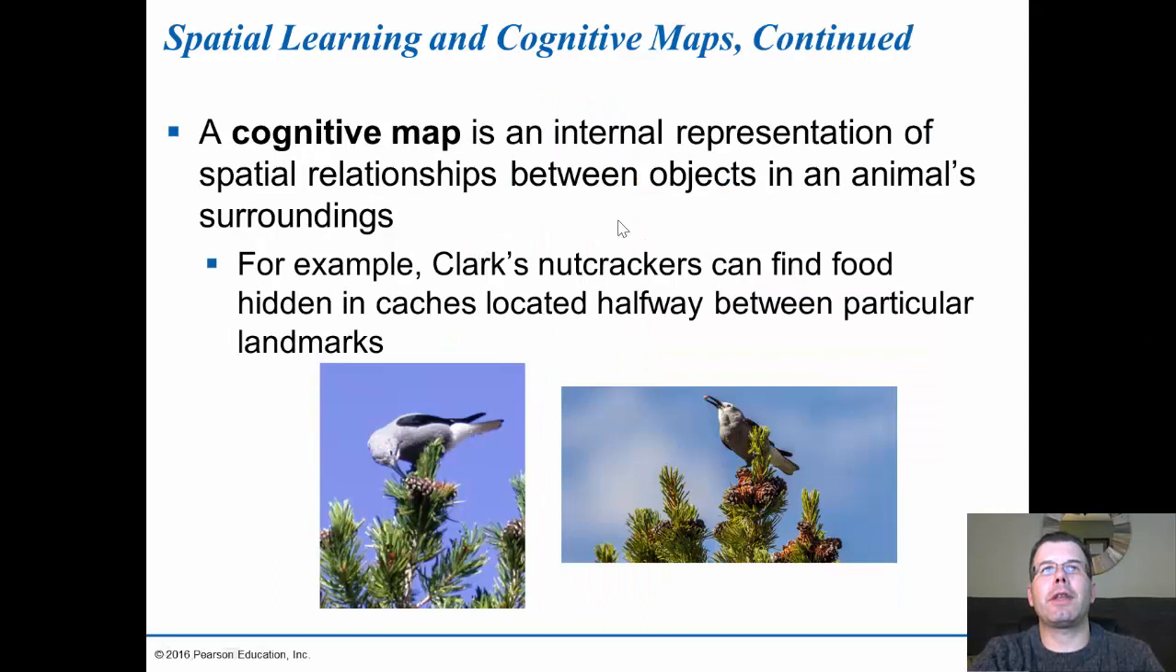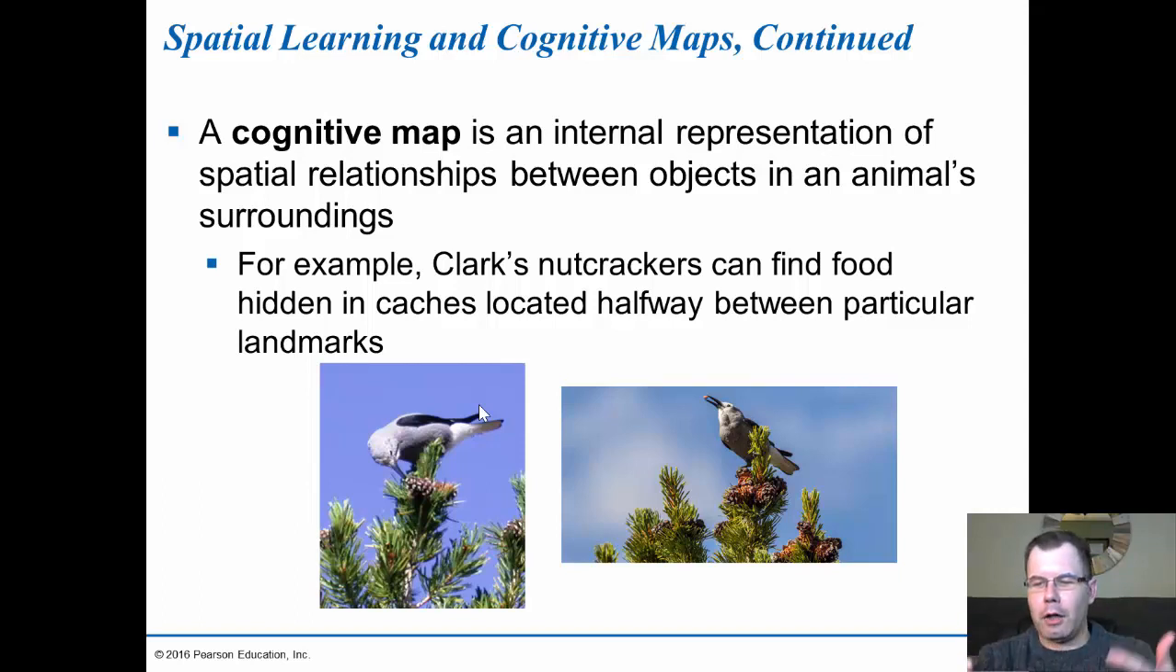Now, another thing that can happen is the cognitive map, which is an internal representation of spatial relationships. An example of this is the Clark's nutcracker, which uses food hidden in caches located halfway between particular landmarks. What they'll do is take seeds or juniper berries out of these plants, and then hide them in different parts on their way to their nest. And again, they remember where all these hidden locations are based on the spatial cues that they have. So they build very large maps of their surrounding environment and then hide food all over, and they remember where all these food locations are based on the spatial maps they create. So it's really kind of cool.